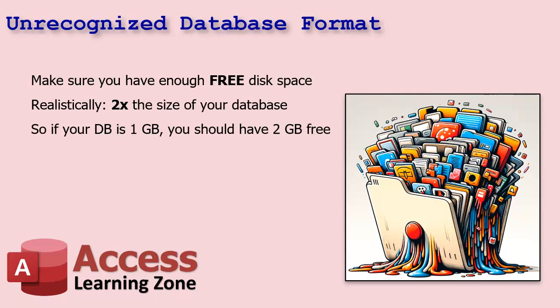Next up, check to make sure you have enough free disk space. You should have at least twice the size of your database file as free space. So if you have a 1 gigabyte database file, you should have a minimum of 2 gigabytes free. Access does a lot of reading and writing, and there are temporary files and all kinds of stuff going on. And that database file will grow and shrink and grow and shrink. When you compact it, it gets smaller, and as you use it, it blows up. So make sure you have plenty of free space available on the drive.